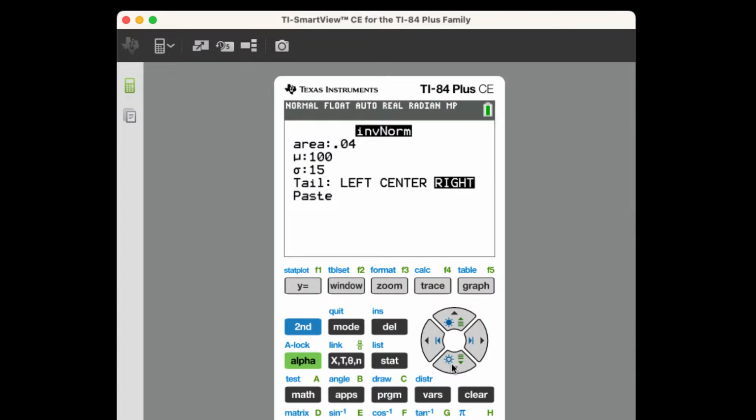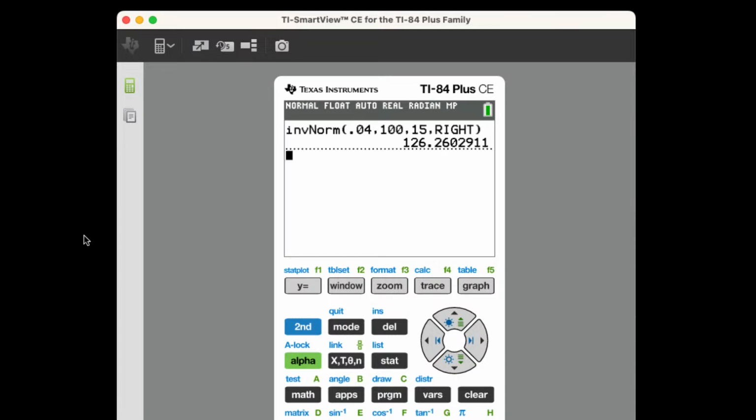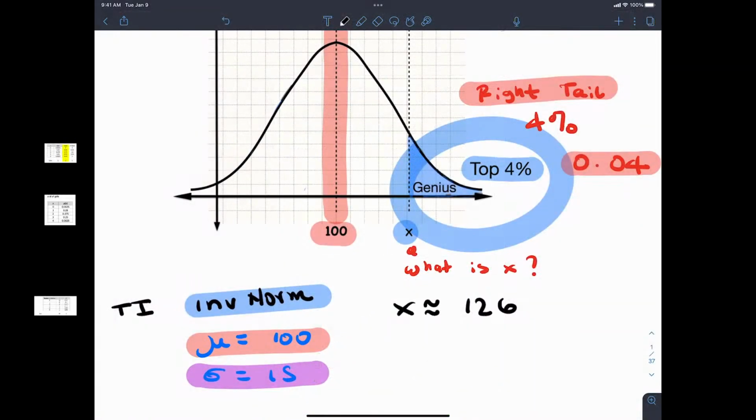Right tail. And that's all you need, ladies and gentlemen. You say, that's all I need? Yes. Communicate the tail of being 4%. And what do you think you get as an answer? Approximate to the whole number. Because these test scores are to the whole number, meaning the 6 is your whole number, the digit to the right's a 2. So what's the answer? 126. You guys okay with that?